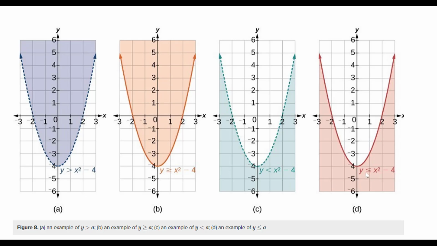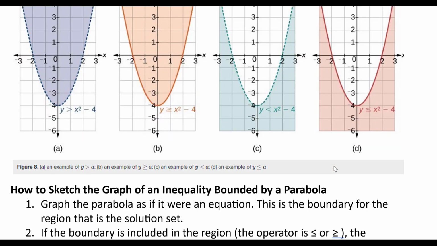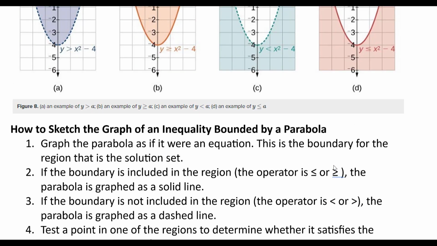And then here we have y is less than or equal to x squared minus 4. So this one's going to include the line because of the equals part, and then less than is shading the graph below it. So remember, with an inequality, it's going to be a region, not just a line.